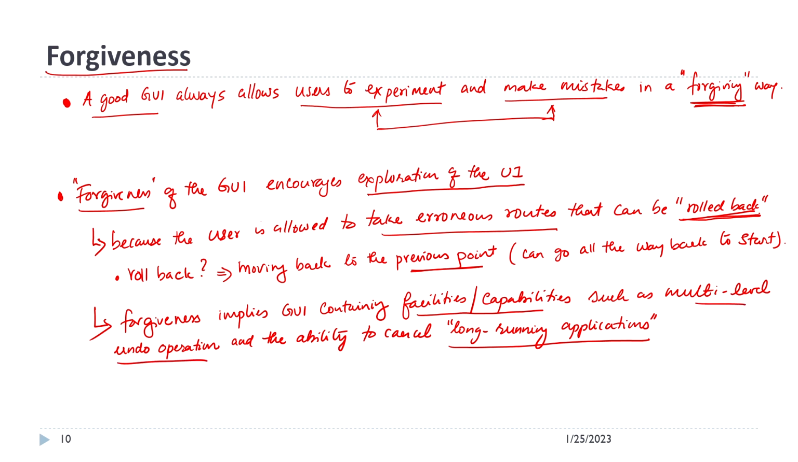Undo operation means rollback kind of a thing, and the ability to cancel long running applications, which means infinite loops or resource hang-ups. Sometimes by going the wrong route, you give an instruction to the system which is tying up all resources and it is not able to come to a solution. So, you should have the capability to stop that execution, free up the critical resources of the system like memory, hard disk, storage, etc., computing power, and then go back to the previous scenario and then start a new exploration.